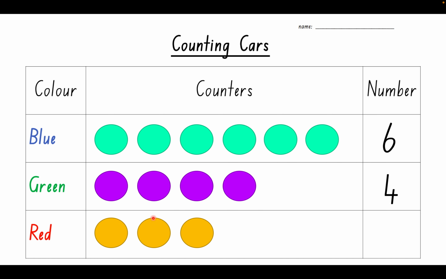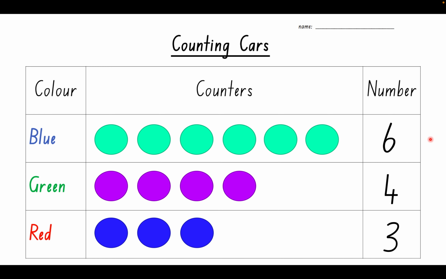Finally, let's have a look at how many red cars we had. 1, 2, 3. That's right, we had 3 red cars. That means that in this last box, we need to put the number 3. And that's all the cars that we had. Which one had the most? Which one had the least? Can you figure out how many cars there were altogether?